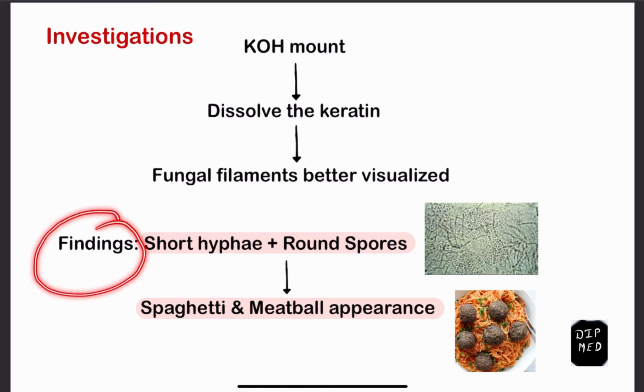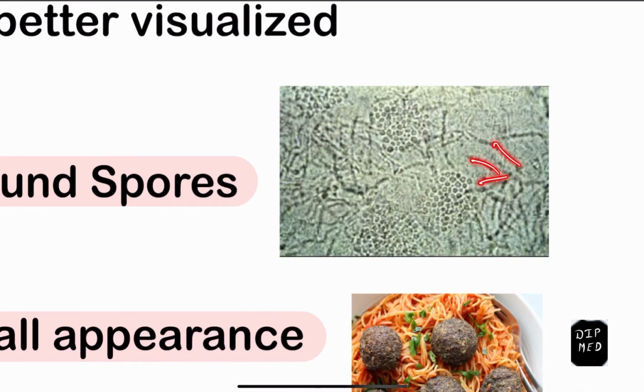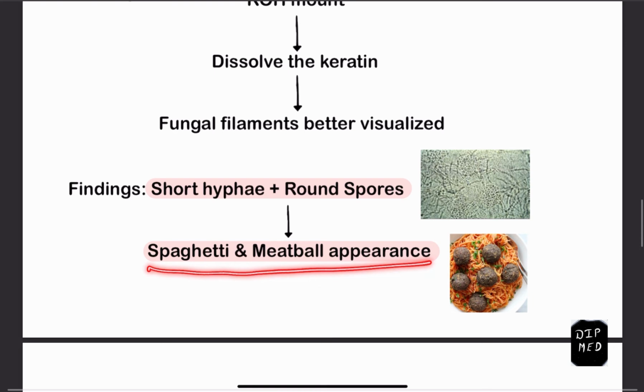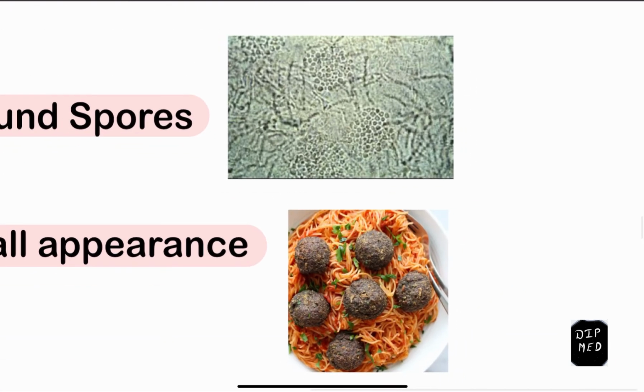In the KOH mount, the findings will be short hyphae plus round spores like here. So these are the short hyphae and here are the round spores, giving it a classical spaghetti and meatball appearance. So you can compare these two pictures. The round spores correspond to the meatballs and the short hyphae correspond to the spaghetti.